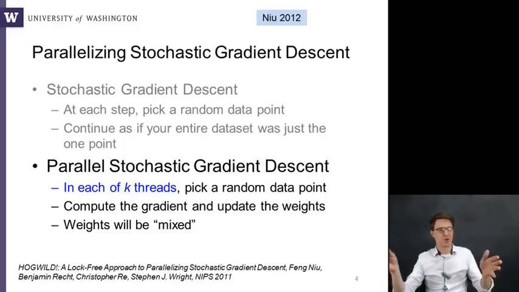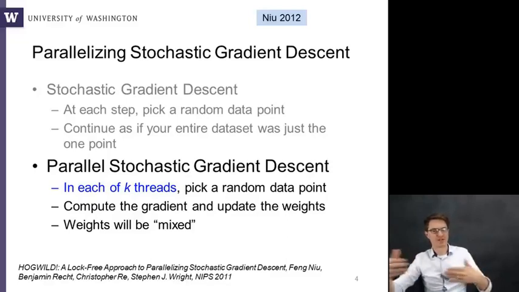Now, it's unpredictable which order these updates will happen in, and therefore it's unpredictable which values of the parameters you'll use to compute the new value, right? You may have one thread's updates but not have another thread's updates, and so on. But what they were able to show is that you still make progress on this.